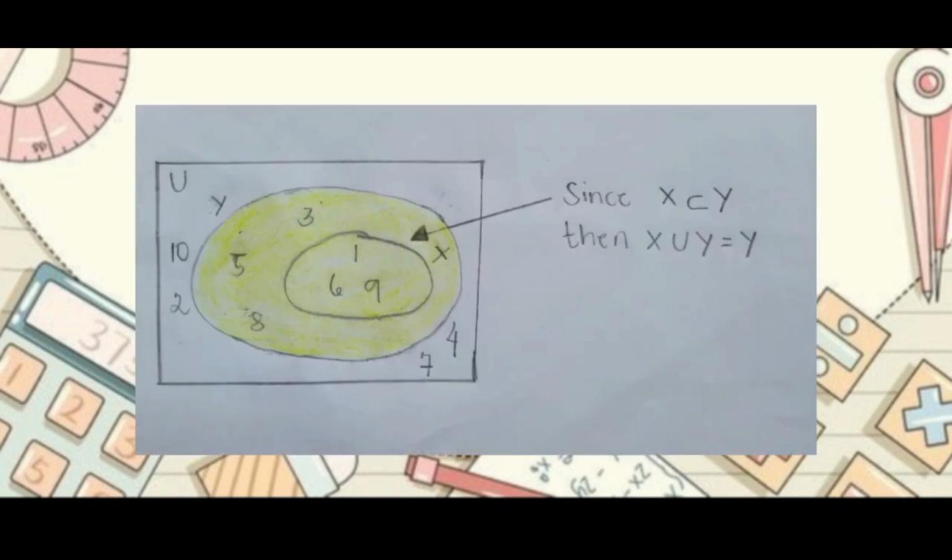Another Venn diagram of union sets, or another example. Since X is a subset of Y, therefore X union Y is equal to Y. The complement of the set X union Y is the set of elements that are members of the universal set but not in X union Y.